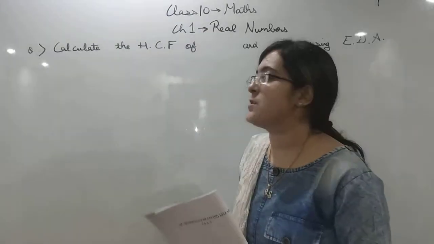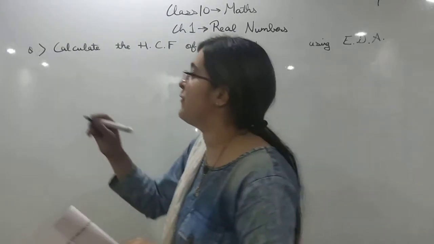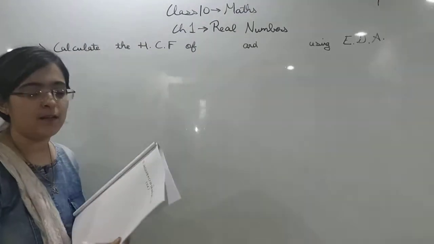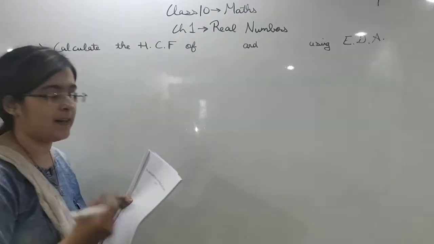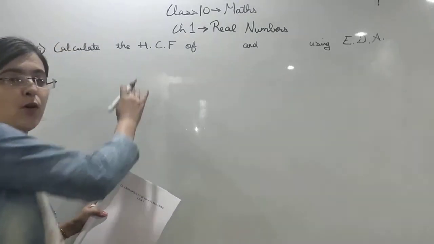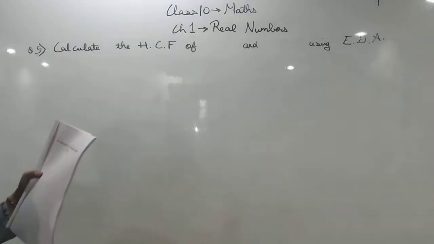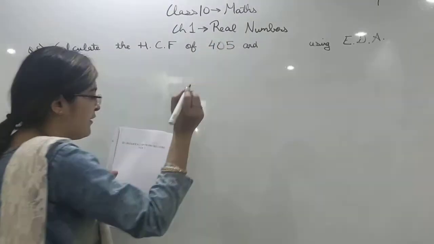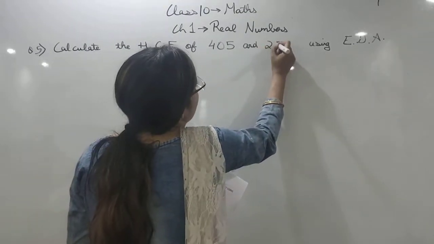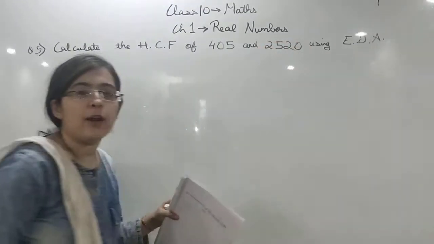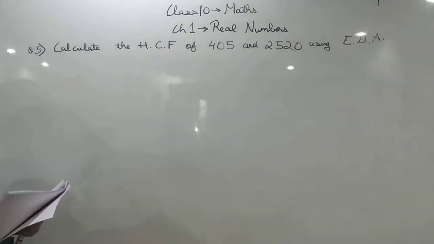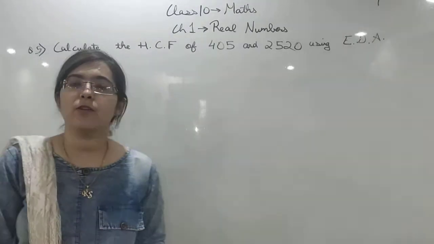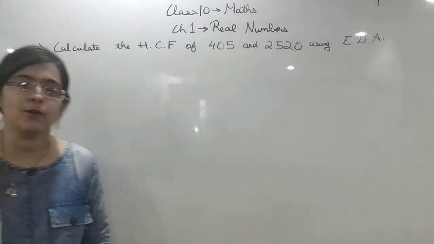Now students, after solving the 4th question, see the 5th question. There is a misprint in your question bank. One question is repeated again. So write from the board. The 5th question is: calculate the HCF of 405 and 2520 using Euclid's division algorithm.